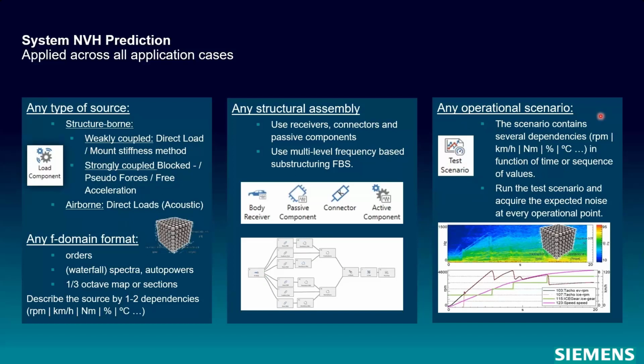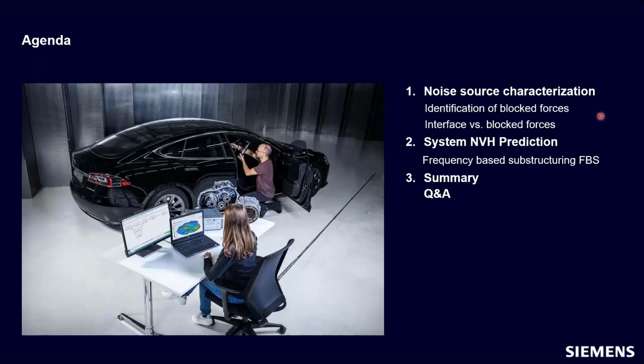So if you characterize your source for different, for example, if you have an engine, you have different torques, different RPMs, and then you can run a certain scenario and see what the sound is inside the vehicle. So that's valuable, for example, for hybrid electric vehicles where how the vehicle behaves depends on the state of charge of the battery. That's quite valuable to be able to run these special operational scenarios. This was a part related to system NVH prediction, where I explained how frequency-based substructuring can be used once we have characterized noise sources to do these predictions for your full assembly system.